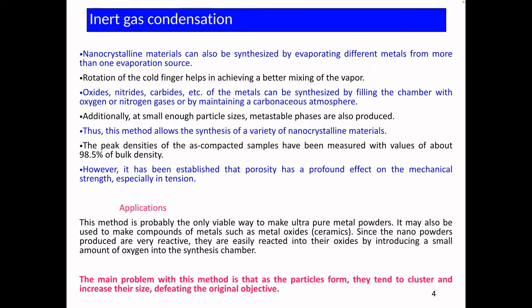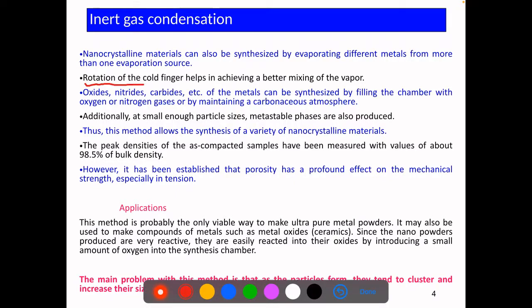Nanocrystalline materials can also be synthesized by evaporating different metals from more than one evaporation source. Or you can do some rotation on the cold finger, which helps in achieving a better mixing of the vapor. Oxides, nitrides, carbides. Okay, if you don't want to get pure compounds, but some oxide or nitride forms of the metals, they can be synthesized by filling the chamber with oxygen or nitrogen. So this is a very good approach to obtain those oxide and nitride nanoparticles.